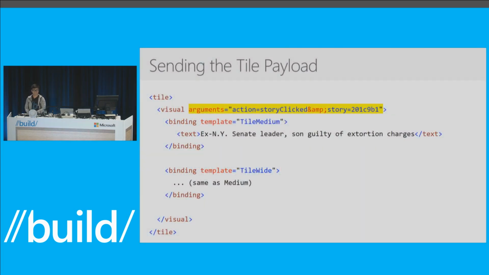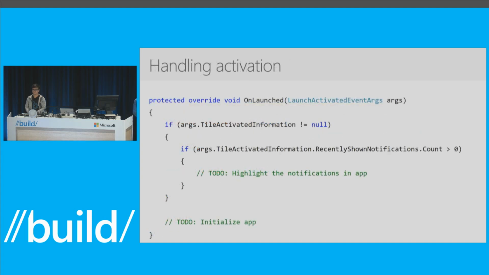It's incredibly simple. You saw the tile payload. The way this tile payload gets invoked, we add a simple arguments attribute at either the visual level or you can even customize on the binding. Just like toasts have always had arguments, now tiles have arguments. And in your onLaunched, you just check the tile activated information. That has a property called recently shown notifications. It's nice because it's actually what Start showed you. So even though you have 5 tiles in your queue cycling, we keep it up to date with what Start has actually decided to show you. So whatever the user saw, when they launch your app will get it. Very excited about it. We think it's super simple.